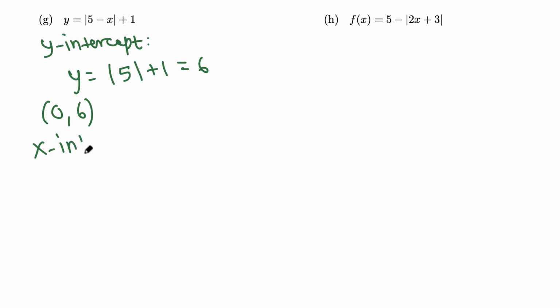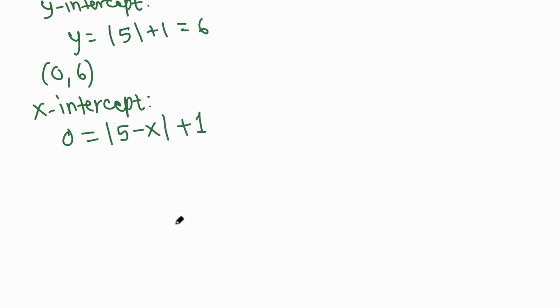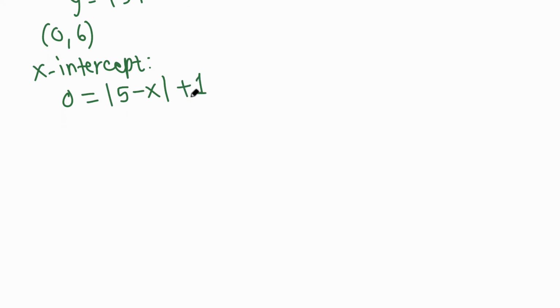And for the x-intercept, we need to take y = 0, so the left hand side is 0 equals absolute value of (5 minus x) plus 1. Now we need to solve this equation for x. Subtract 1 from both sides, we get negative 1 equals absolute value of (5 minus x). Now you want to be careful.